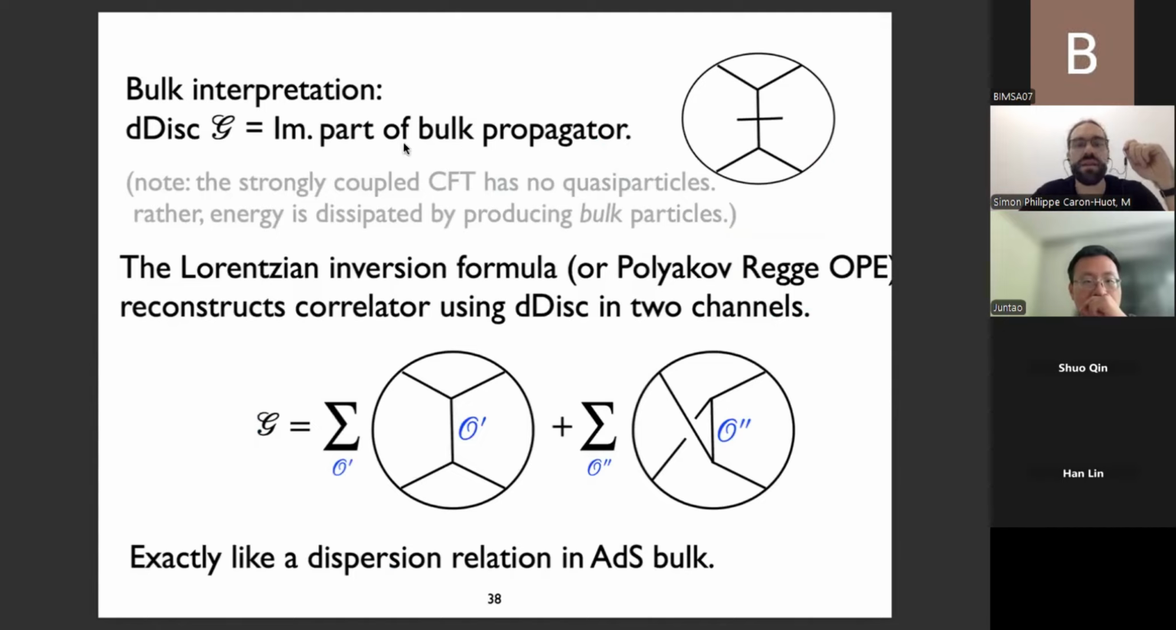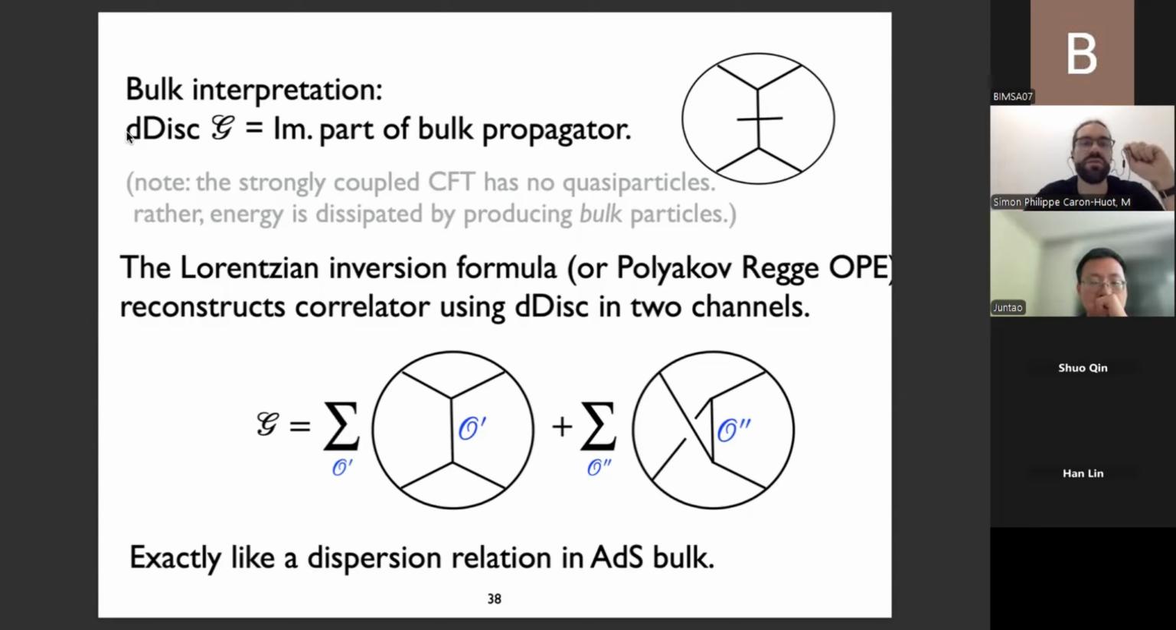What we're saying is that this double commutator we can interpret as giving you the imaginary part of a bulk particle. This is a non-trivial statement. Remember that the strongly coupled field theory doesn't have any quasi-particles. So if you ask how energy is dissipated in that theory, you're not producing quasi-particles. However, it turns out that you produce particles in the bulk of AdS space, this emergent spacetime. In one extra dimension, you produce actual particles there. So the theory doesn't have quasi-particles in the usual sense, but it has quasi-particles in the bulk. That's what this formula is telling us.